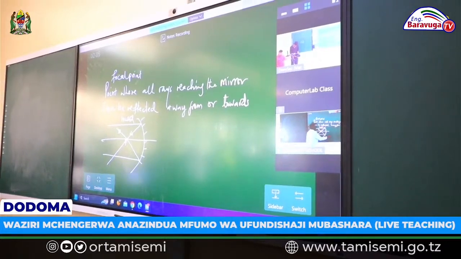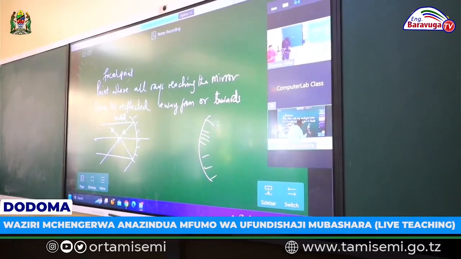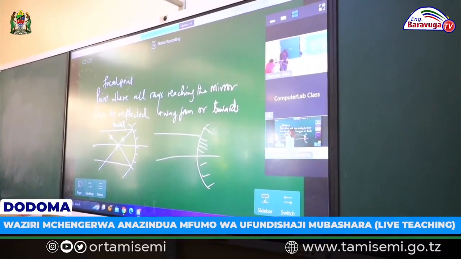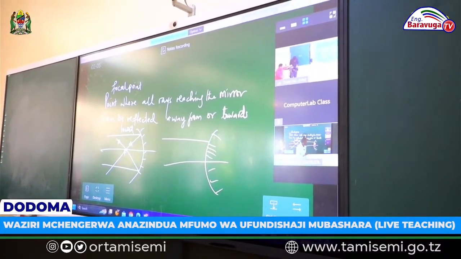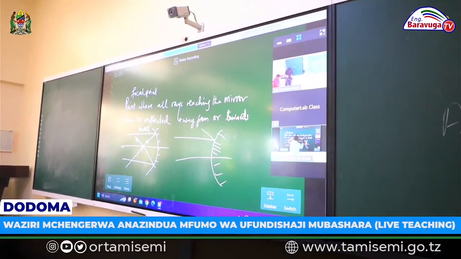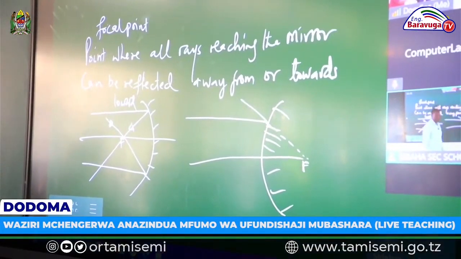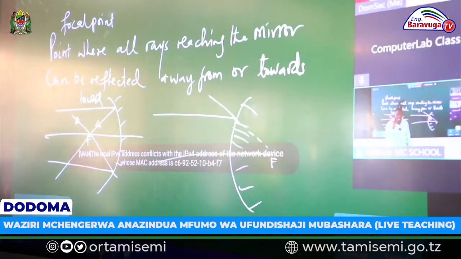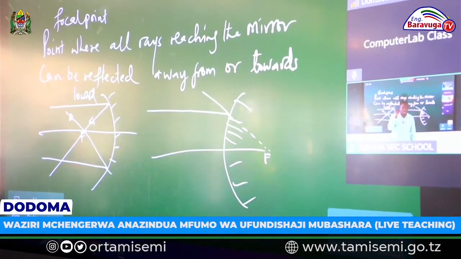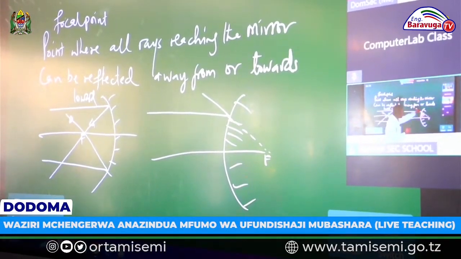But if now we have a convex mirror, this one being a convex mirror, then if light falls on it, the light falling on a convex mirror is not being reflected randomly, but the reflection must have an imaginary line reaching at point F, which means that it is reflected away or toward.